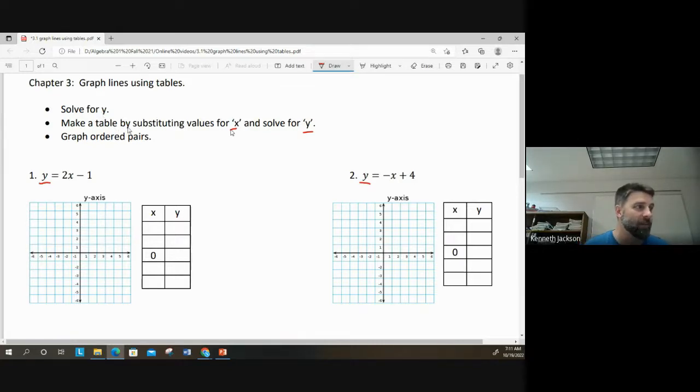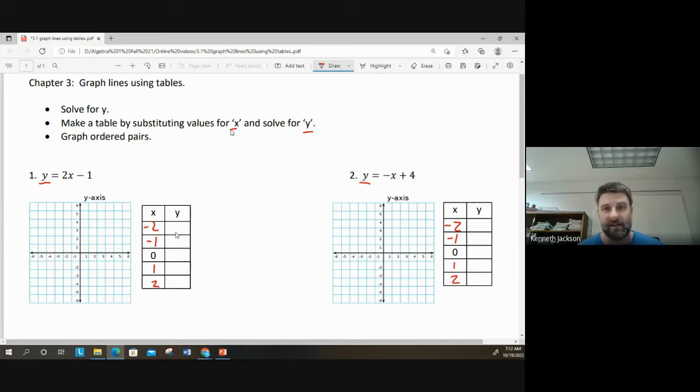Secondly, we need to make a table by doing some substitution, some pre-algebra work, plugging in numbers for x and seeing what we get for y. Now, the numbers that you pick for x, you could pick anything. You could pick 100, you could pick a half, you could pick negative 32, but we would like to pick smart numbers that we're able to see in our coordinate plane, in our graph. And so if it goes from negative 6 to positive 6, I would like to pick numbers around 0, so negative 2 to positive 2. Same thing on number 2 over here, negative 2 to positive 2.